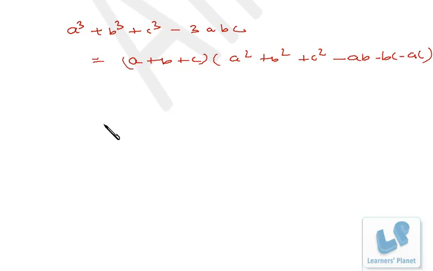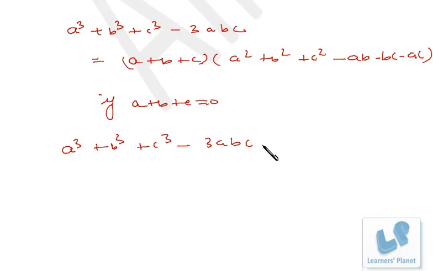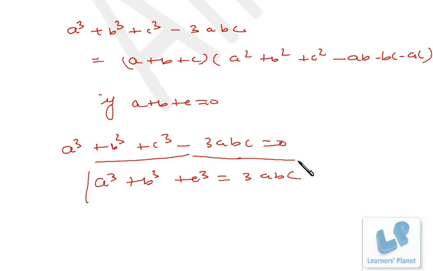In this case, one more thing is important over here. If a plus b plus c is 0, then this entire right hand side will be 0. In that case, a cube plus b cube plus c cube minus 3abc will be 0. That means a cube plus b cube plus c cube will be equal to 3abc, right? So this is a very important relationship that we have got. Both these expressions you should keep in your mind. At least one problem based on them will come, that's for sure.